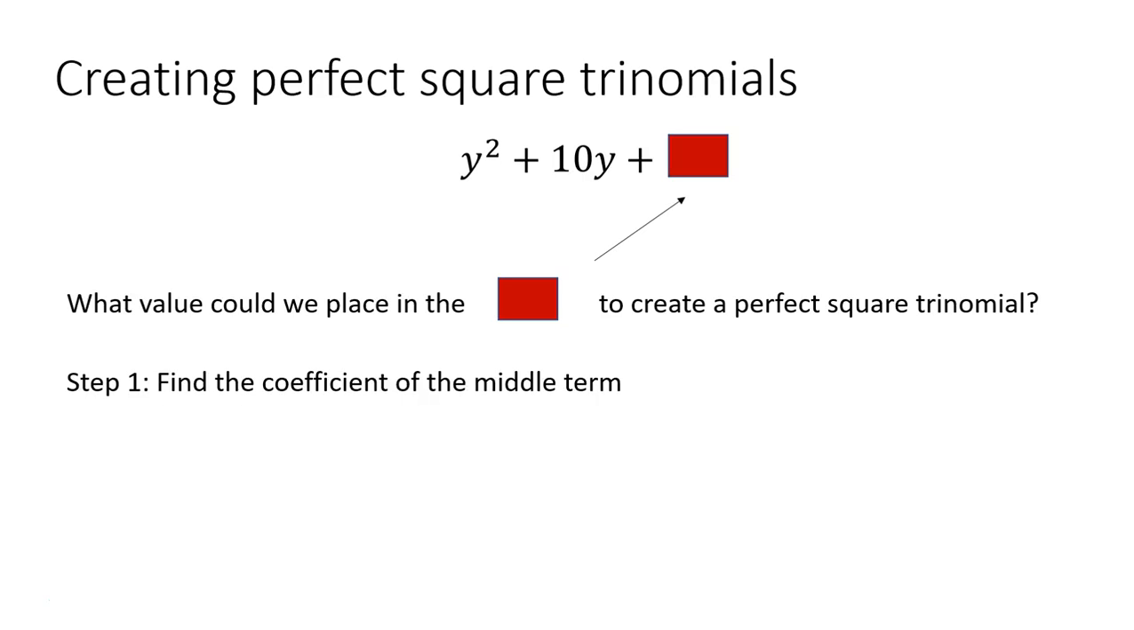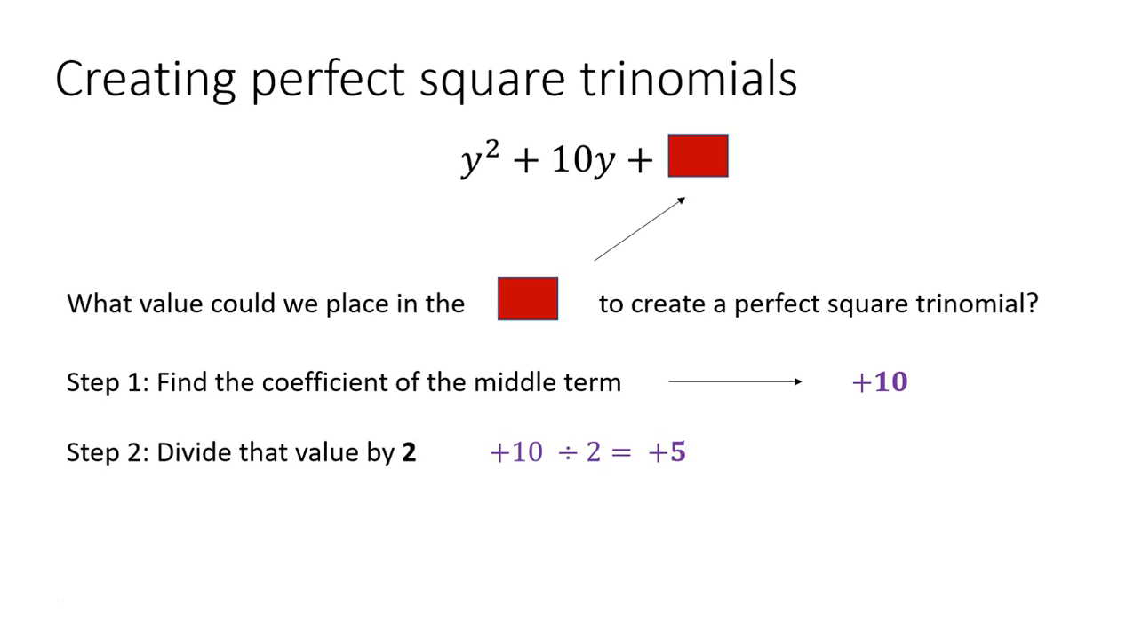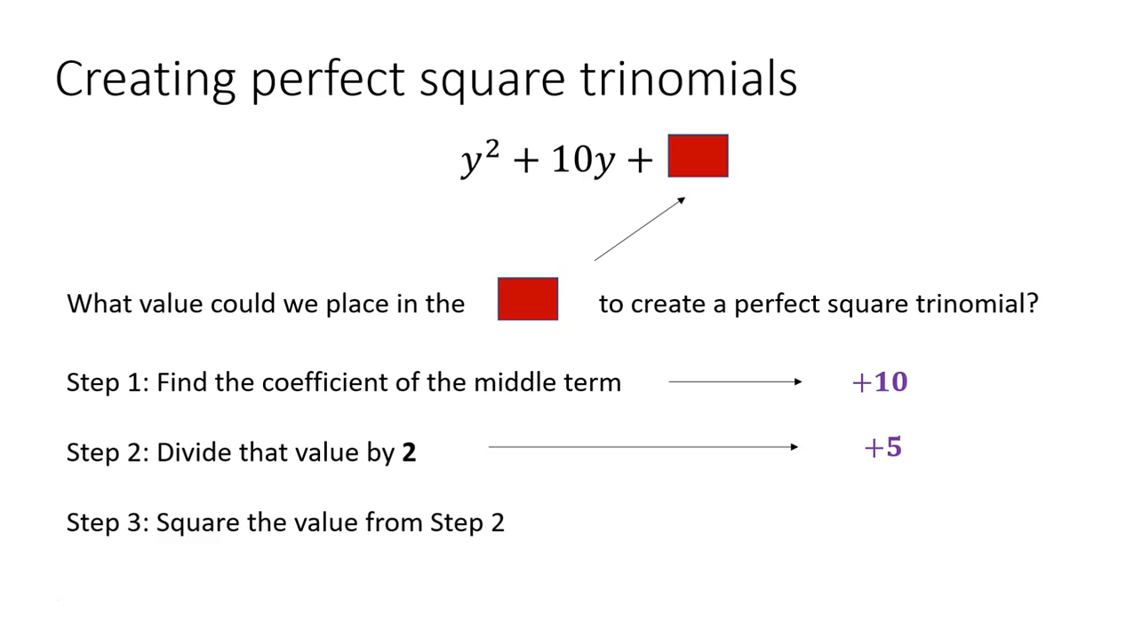First, find the coefficient of what is now the middle term. That's plus 10y, and the coefficient of that is positive 10. Next, we'll divide that value by 2. So positive 10 divided by 2 is positive 5. And now we'll square that value. Well, positive 5 squared is positive 25.